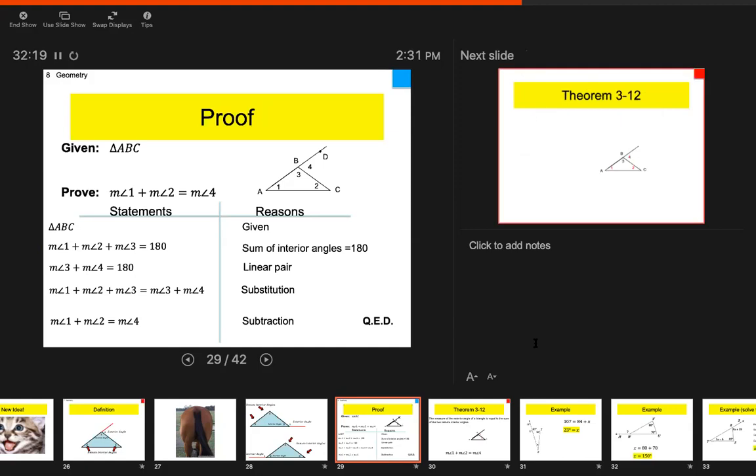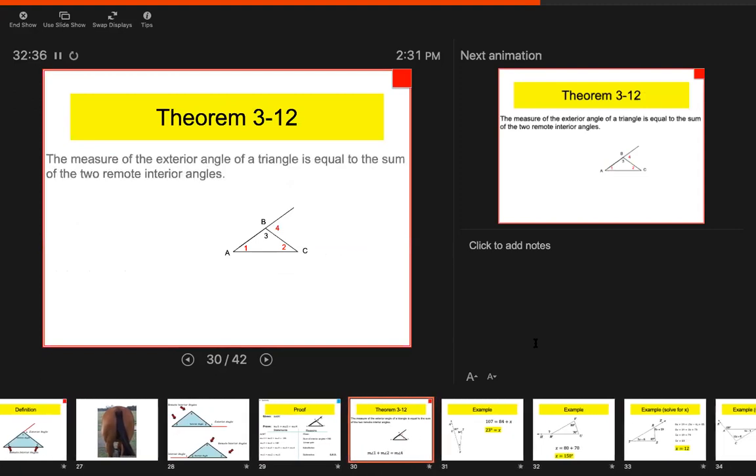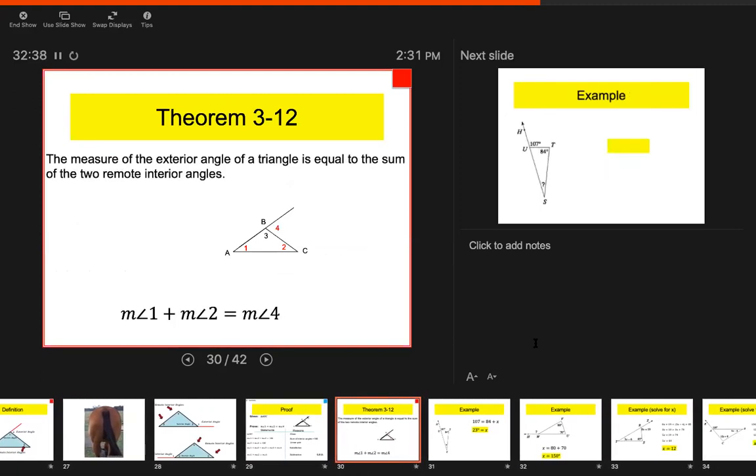Cool? QED. What did we prove, by the way? That geometry is... no, what did we prove? We proved that an exterior angle is equal to the sum of the two remote interior angles. That's what we proved. This is Theorem 312. It says that the exterior angle is equal to the sum of the two remote interior angles.